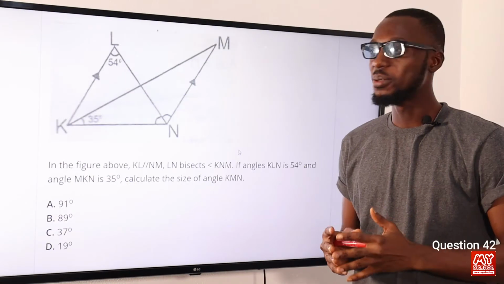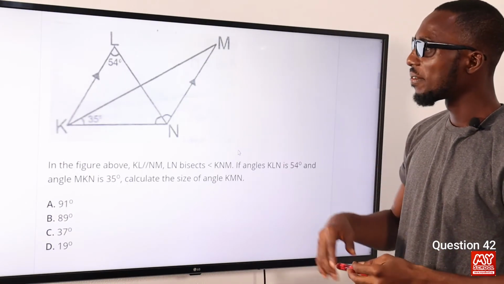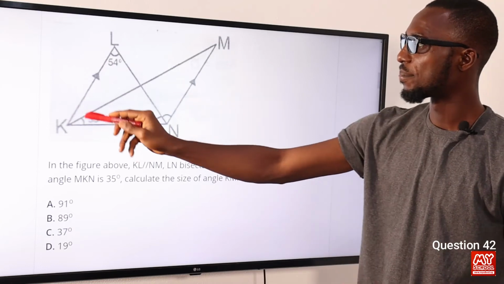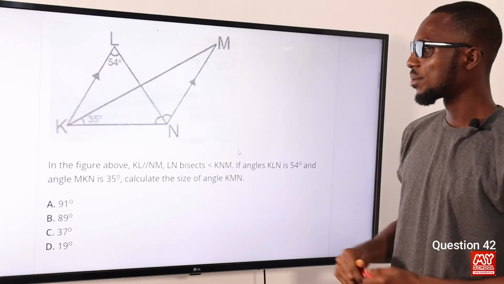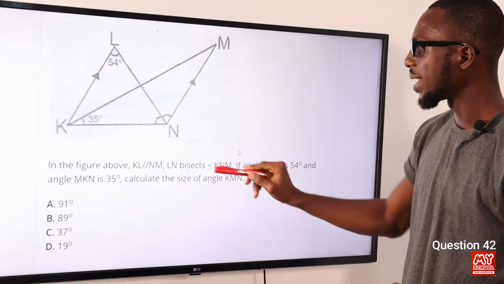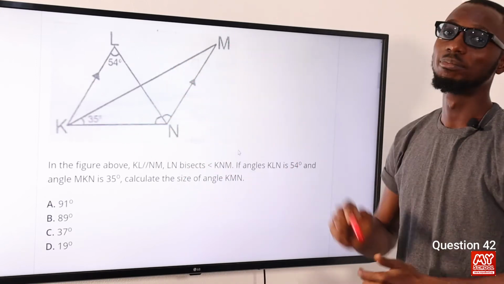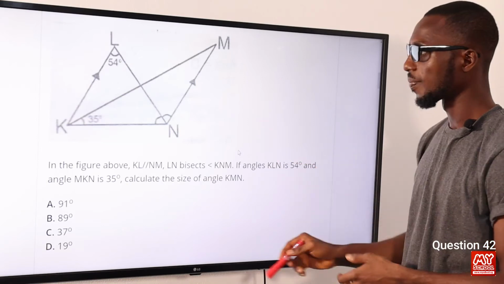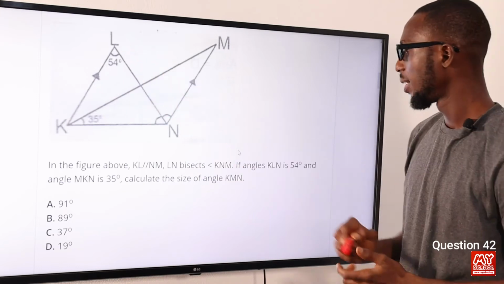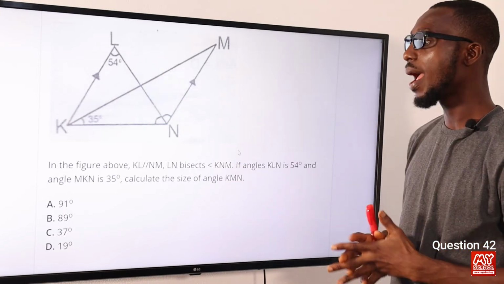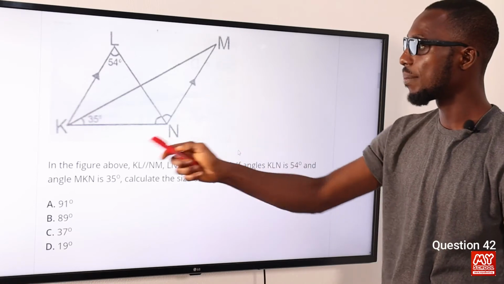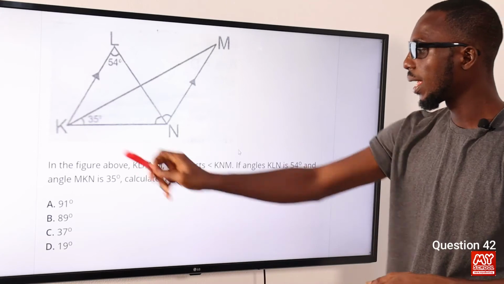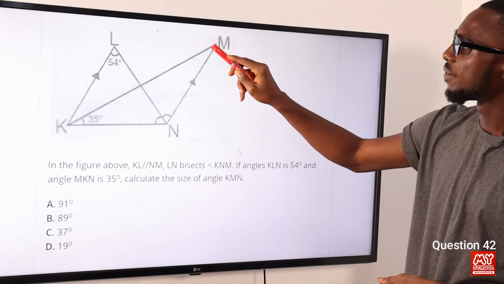Number 42. In the figure above, we have KL parallel to NM. So you can see the arrow. We are told that LN bisects KNM. If the angle KLN is 54 degrees and the angle MKN is 35 degrees, calculate the size of the angle KMN. So we are looking for this.